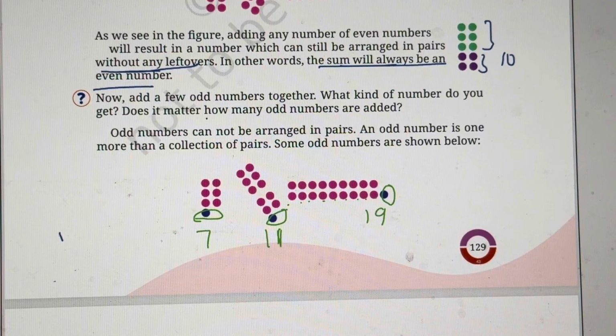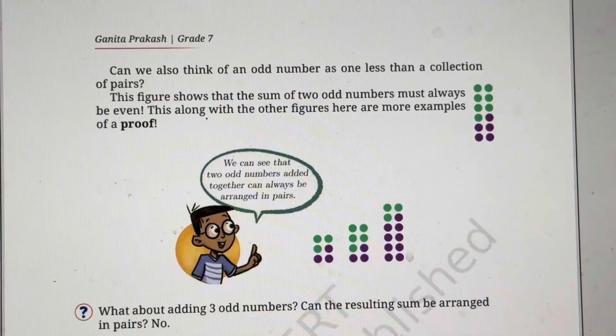So what happens when we are adding these numbers? Let us see that again through pictorial representation. So can we also think of an odd number as one less than a collection of pairs? Right? The others were all collections of pairs. Only one was left. So one less than a collection of pairs means if you add 1 to it, all will become pairs. Suppose in this case, the statement which is being explained. If I show you 5, so 1, 2, 3, 4, and the fifth number. This fifth one left over is one less than a collection of pairs.